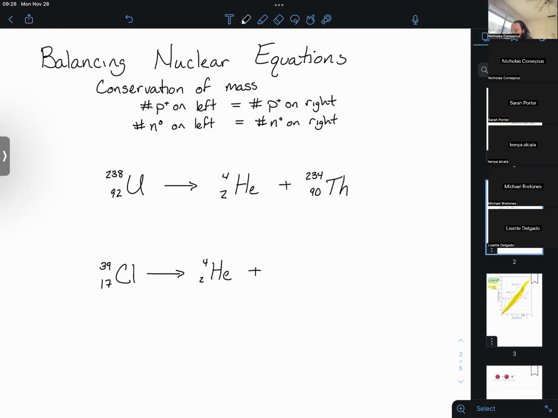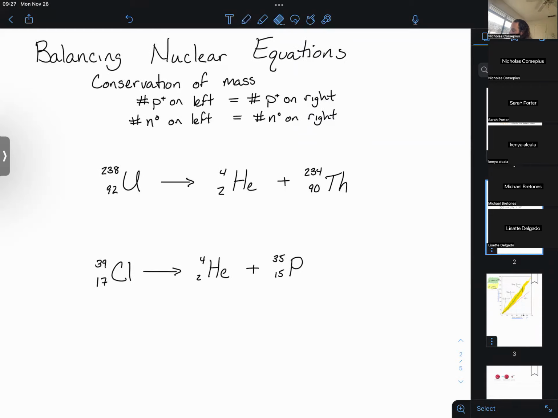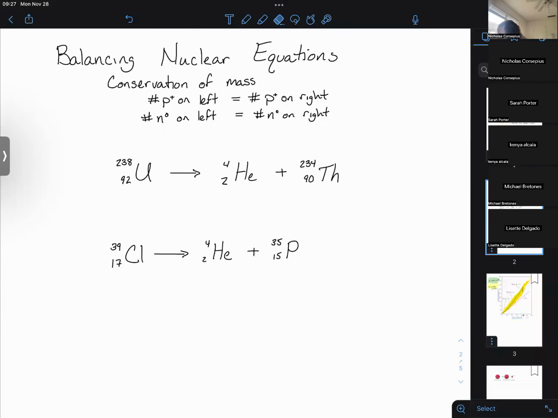All right, cool. So I think everybody gets the name of the game here, right? So 35 phosphorus because I have 15 protons, so element 15. My mass number is 35 because 35 plus 4 is how I get my 39, right? So same on the left as it is on the right. It's that straightforward. All right, so got balancing down, not too bad.